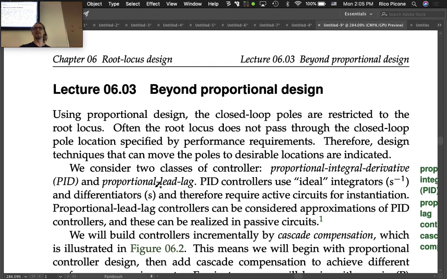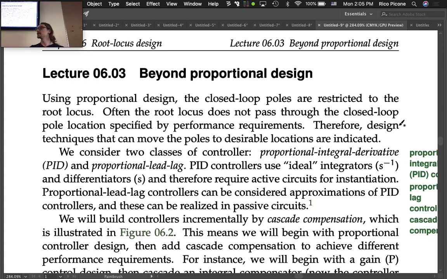Therefore, design techniques that can move the poles to desired locations are indicated. So that's what we're going to do. We're going to learn how to move that root locus around and just manipulate it in general. So we consider two classes of controller: proportional integral derivative, or PID, and proportional lead lag. And in fact, we're really only going to talk about PID controllers, other than this really high-level discussion of lead lag. If you take Control 1 in the fall, we'll talk more about lead lag controllers too.